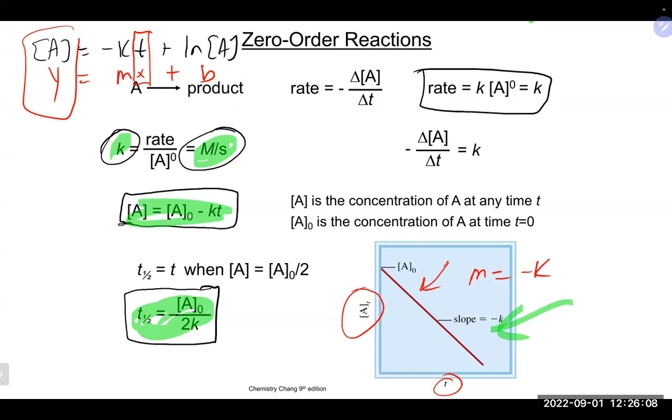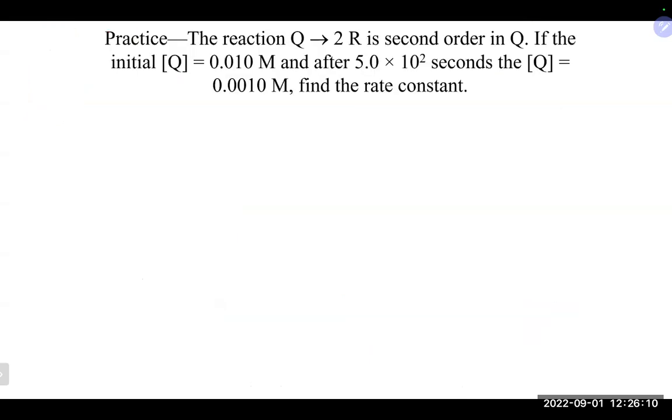All right, so let's take a look at one here. This reaction is second order in Q. If the initial concentration of Q is 0.01 molar, after about 500 seconds, the concentration goes to 0.001. What is the rate constant in this case? So take a minute to see what you come up with.